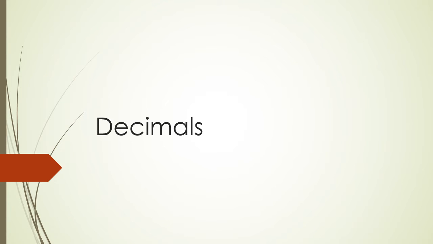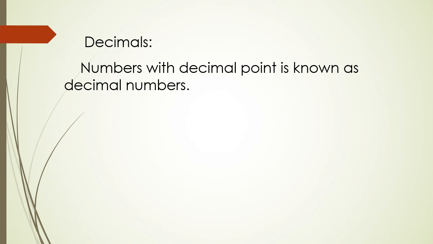In this session, we are going to see what is meant by decimals. What do you know about decimals? It's very simple. Numbers with a decimal point are known as decimal numbers. We use the decimal point to indicate decimal numbers. For example, let us consider the number 12.06.